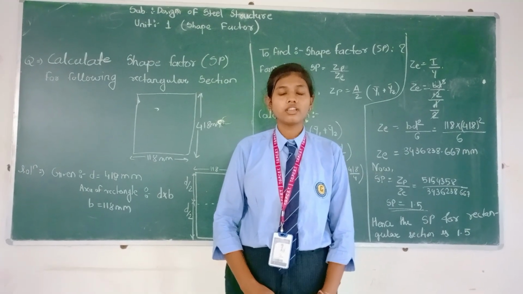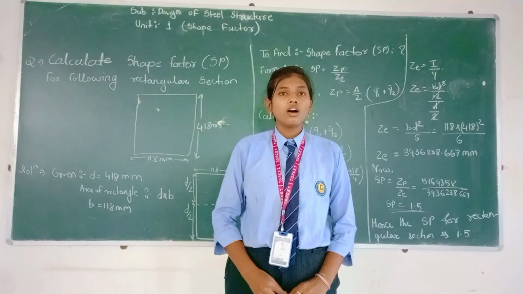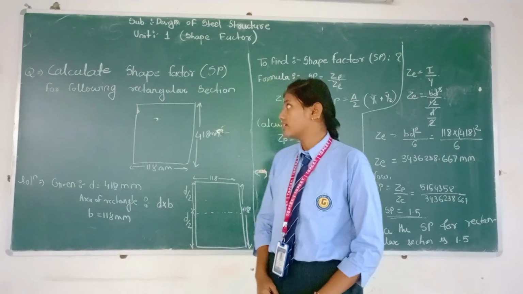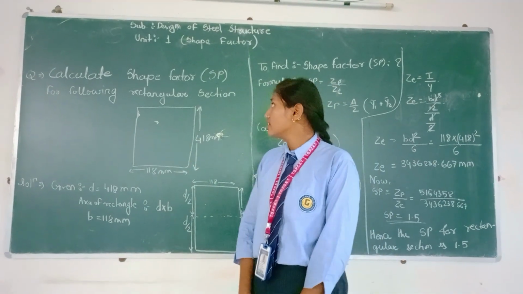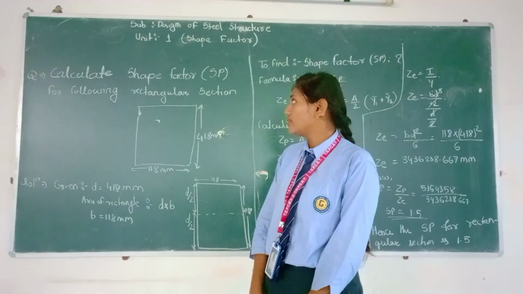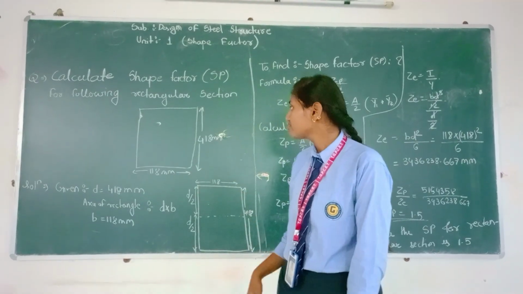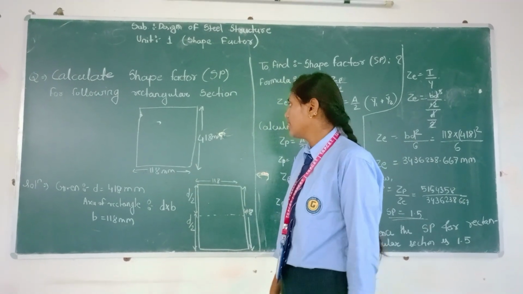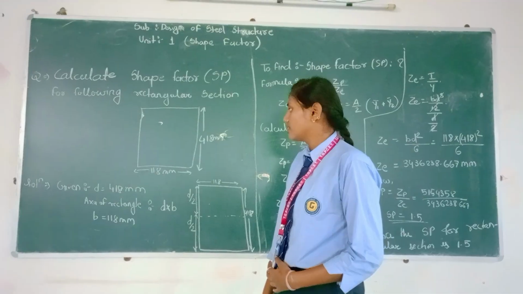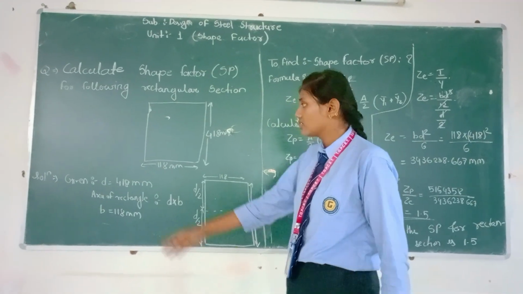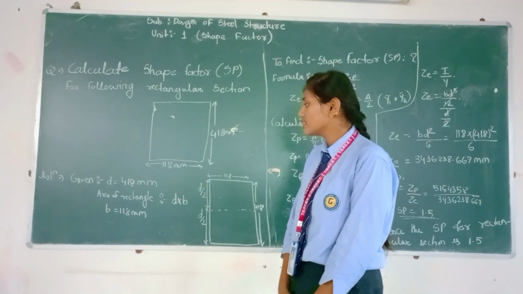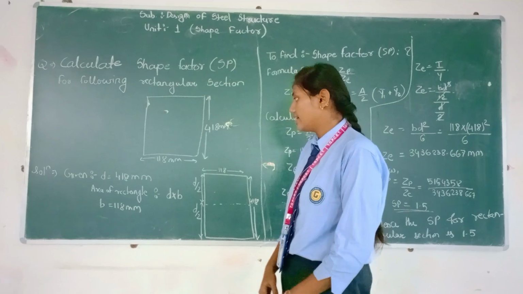I am a student of B.Tech third year in Civil Engineering Department from Tulsiramji Gaikwad Patil College of Engineering and Technology. I take one numerical on topic shape factor. The question is: calculate shape factor for the following rectangular section. Depth is 418 mm and breadth is 118 mm. Given D is equal to 418 mm.